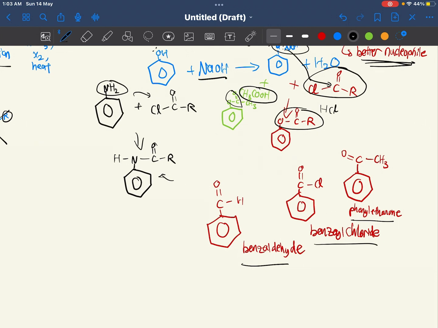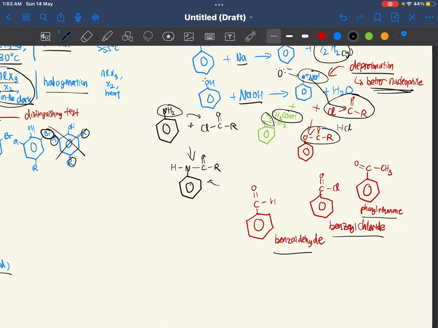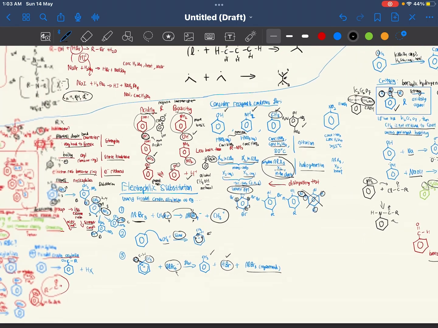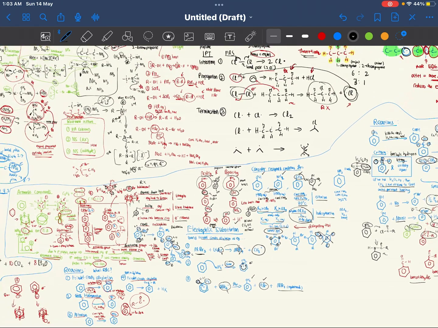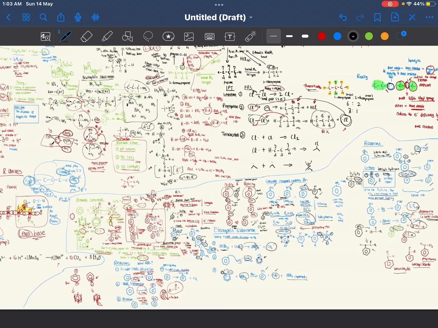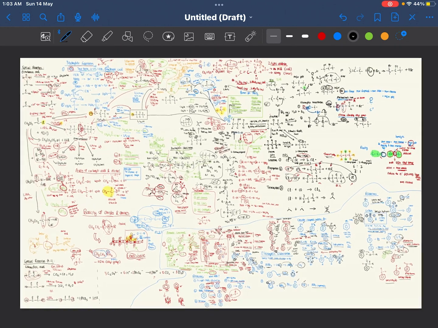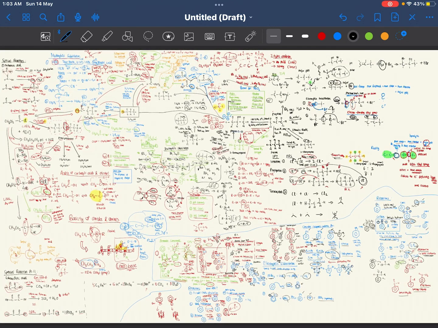Okay, so these are the very fundamentals that you need to know for organic chemistry. Once you master the content, the rest will be identifying reactions and synthesis pathways and stuff like that. So this is the whole entire mind map on organic chemistry, and I hope you enjoyed the whole series.